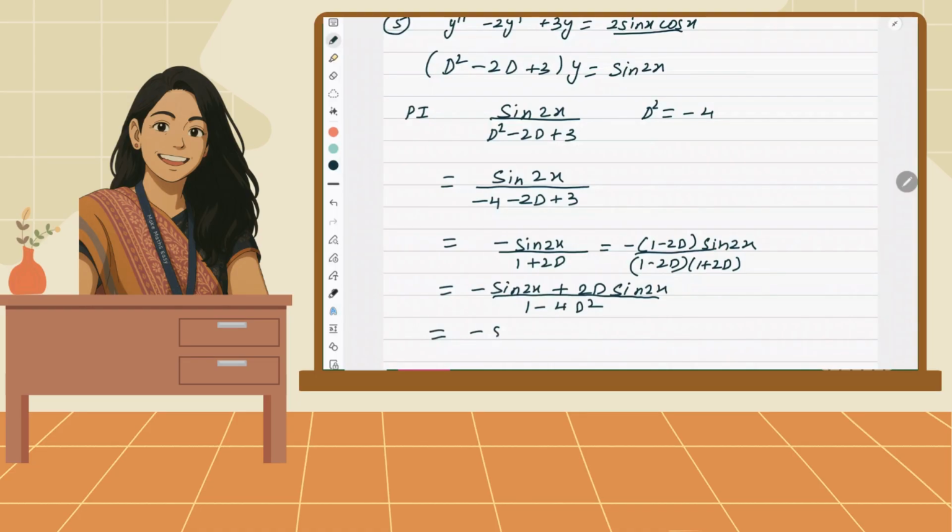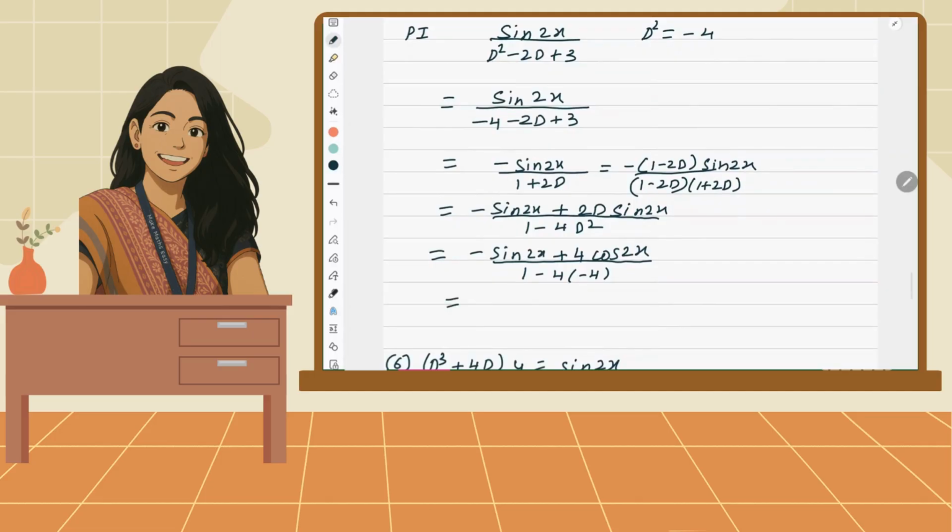Now substitute the value. Minus sin 2x plus differentiation of sin is cos, so 4 cos 2x, upon 1 minus 4 times D square, and D square is what? Minus 4. So 4 fours are 16. 1 plus 16 is 17. So my PI is minus sin 2x plus 4 cos 2x upon 17. So this is my PI for this particular question, and my final answer will be again y is equal to CF plus PI.